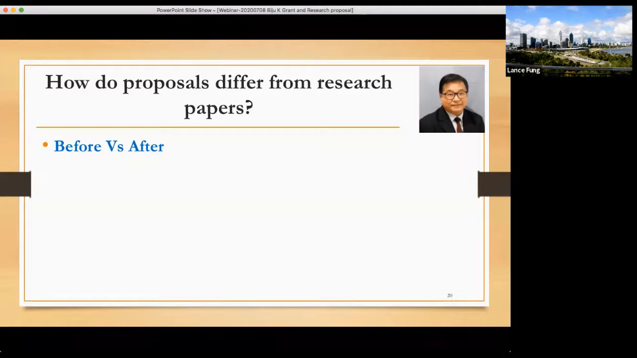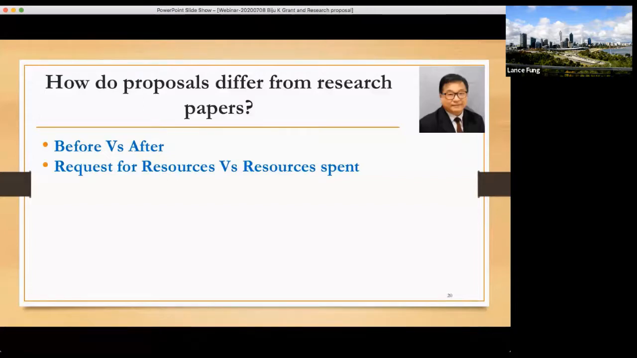On the other hand, when you write a research paper, you are supposed to disseminate what you have found out, what you are going to share with the community. That's why I call one before and the other after. This is in terms of the result. One is requesting the resources, the other is the resources already spent. When you write a proposal, you are asking for the resources so that you can do the job. On the other hand, when you write a paper, you have already finished the experiment, or as much as possible, so you are just sharing the results.